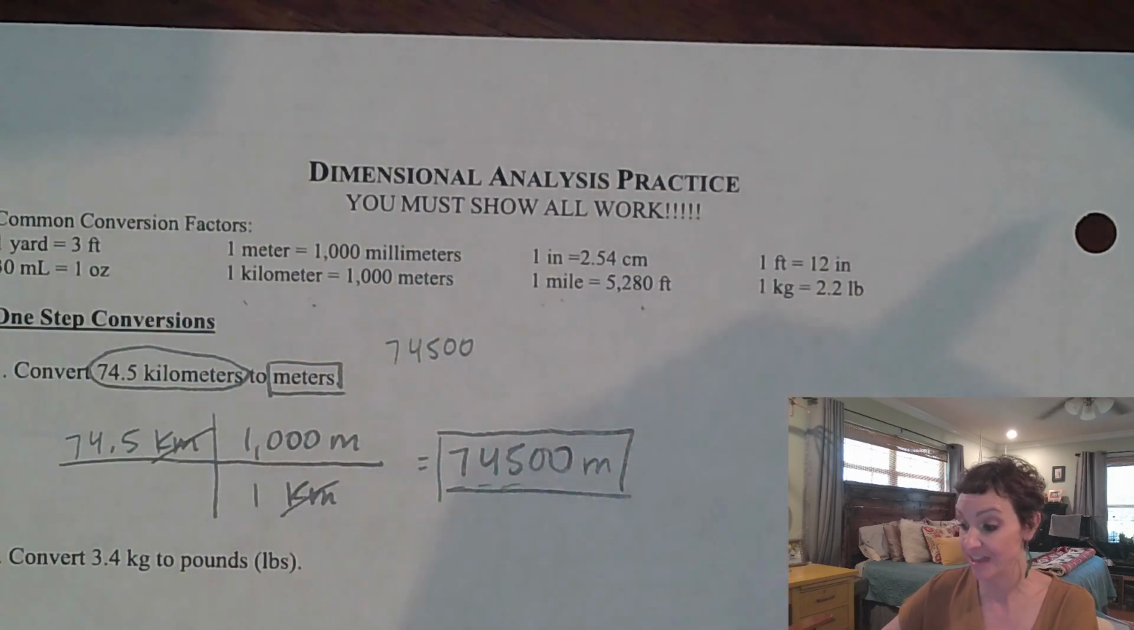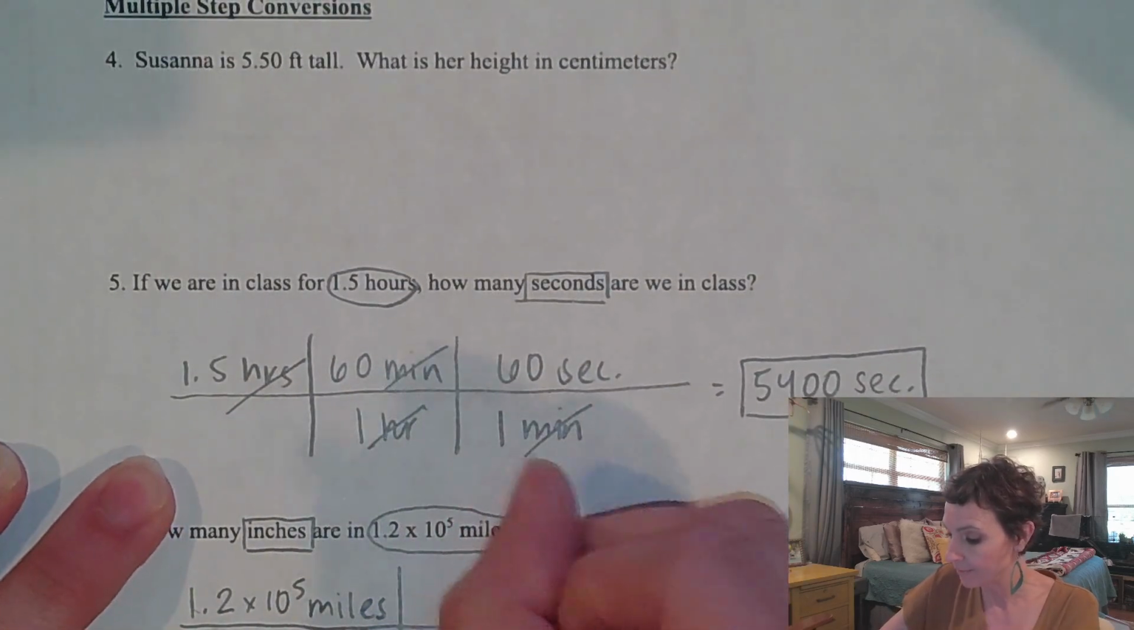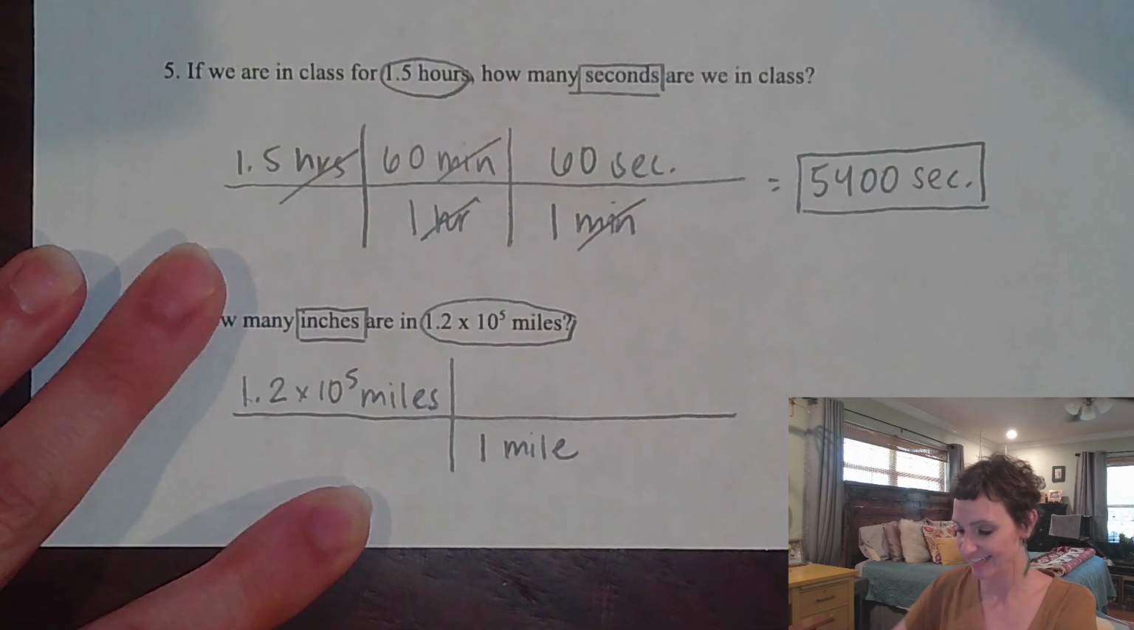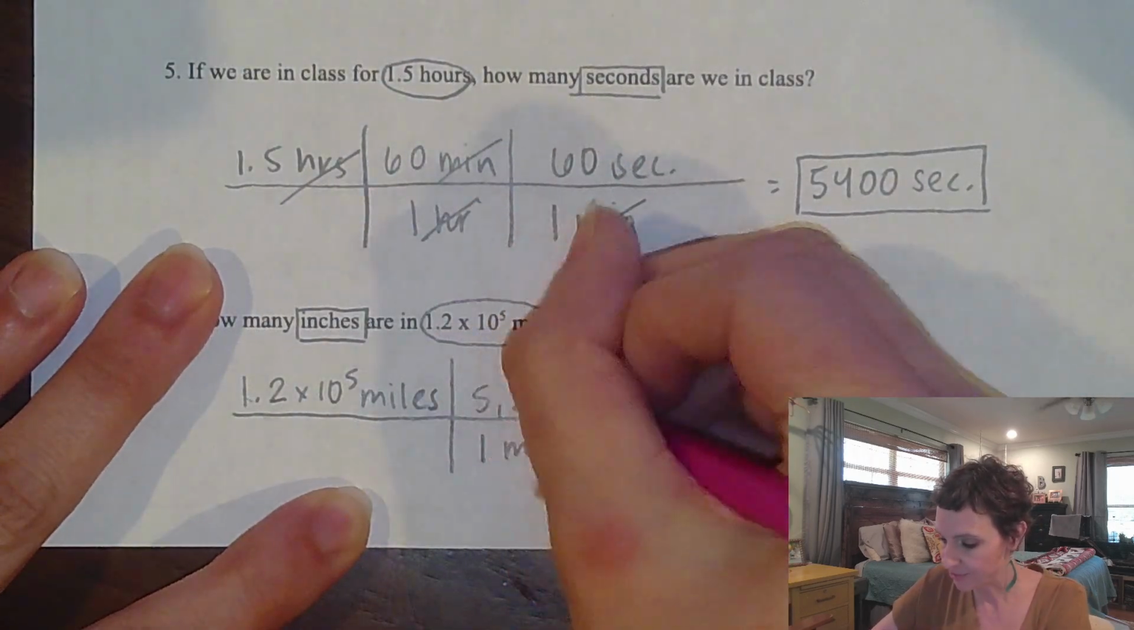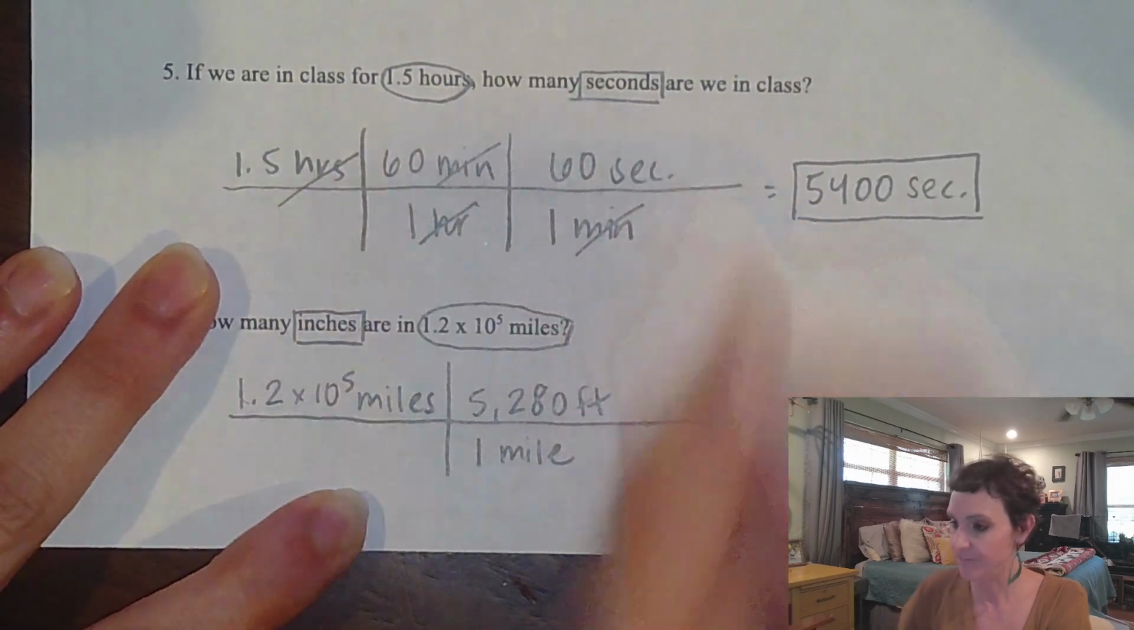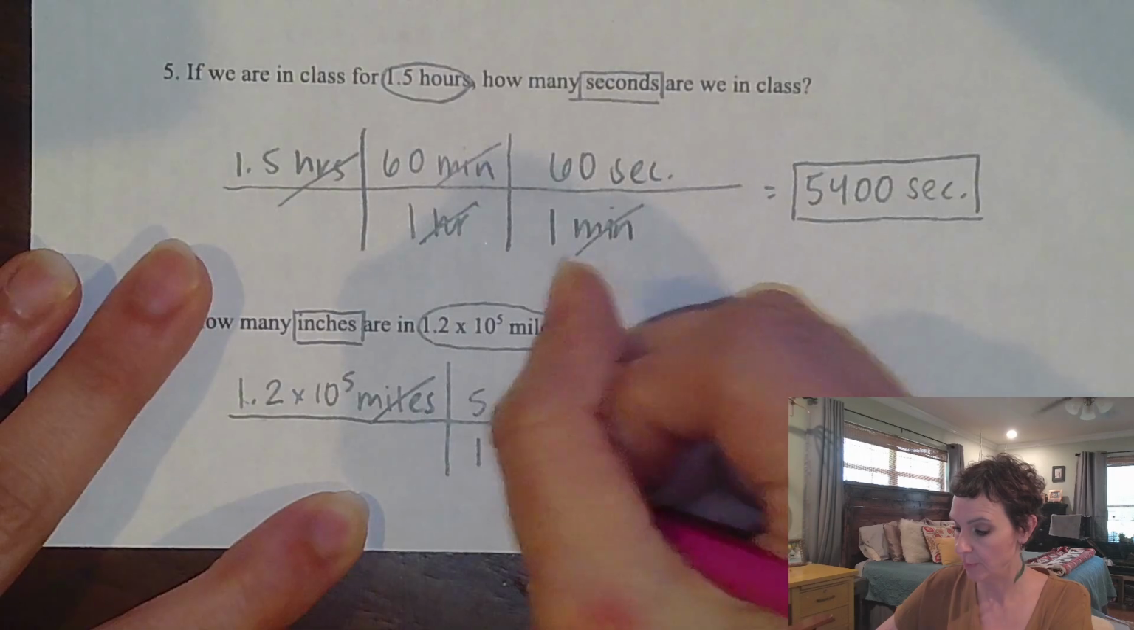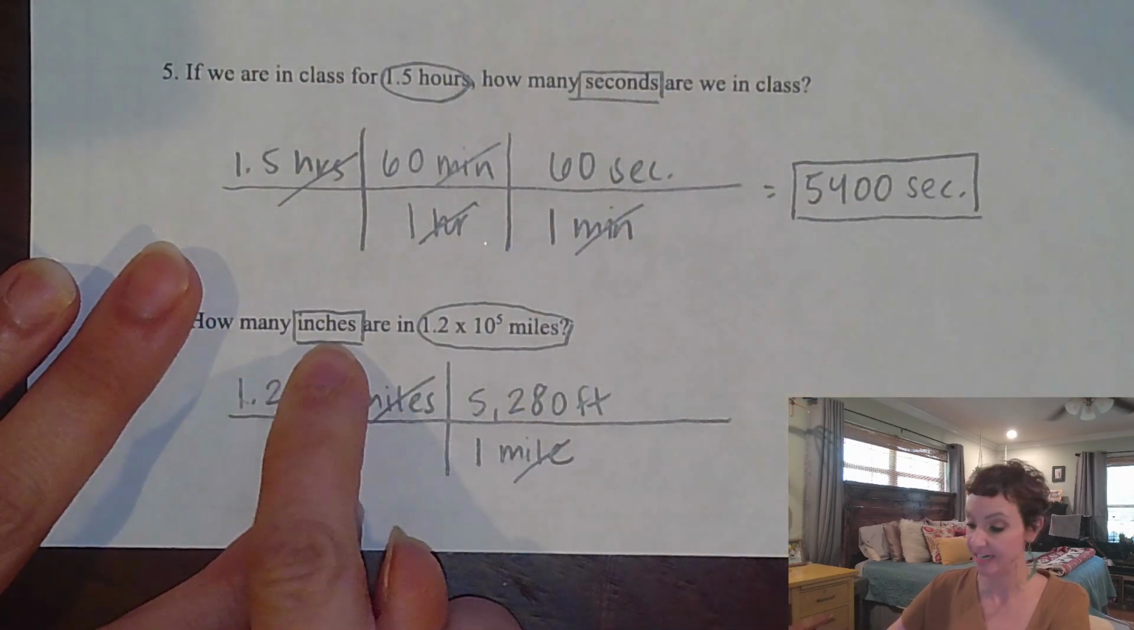1 mile is equal to 5,280 feet. That sounds good to me. I'm going to put the mile part on the bottom, and then the 5,280 feet on top, because boom, boom, I'm at feet. I'm trying to get to inches.